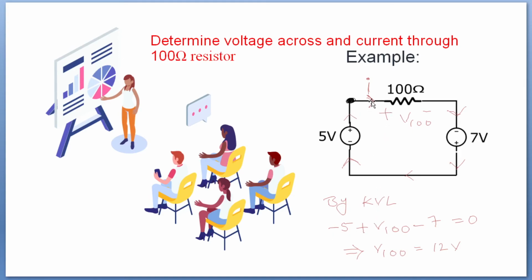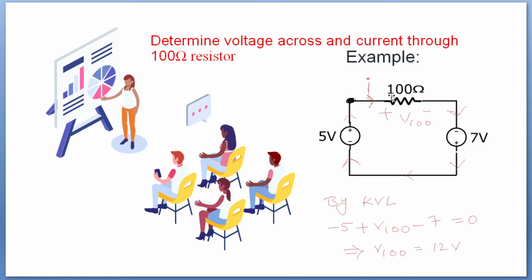Next move along the path. Current is reaching the positive sign of the 100 ohm resistor here. So write plus V100. Now move along the path. Current is coming to the negative terminal of the 7 volts voltage source. So I write minus 7, which is equal to 0. So that implies voltage across the 100 ohm is 12 volts.